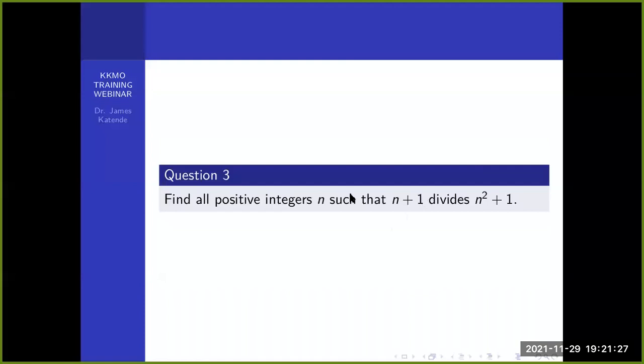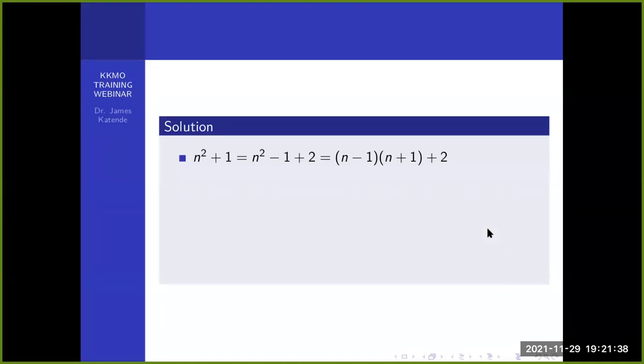We need to find all values of positive integers n such that n plus 1 divides n squared plus 1. So we start by rewriting n squared plus 1 as n squared minus 1 plus 2, because negative 1 plus 2 is just 1. But this gives us a difference of squares, and we can factor it out as n minus 1, n plus 1. So this is deliberate because we needed a factor n plus 1. So this moves us closer to finding the values of n that make n plus 1 a factor of n squared plus 1.